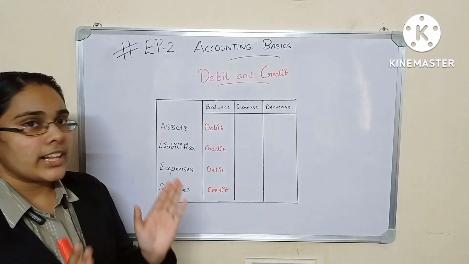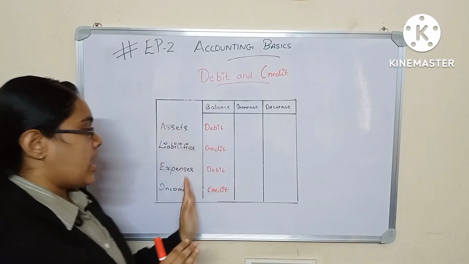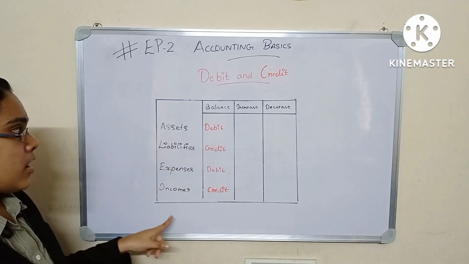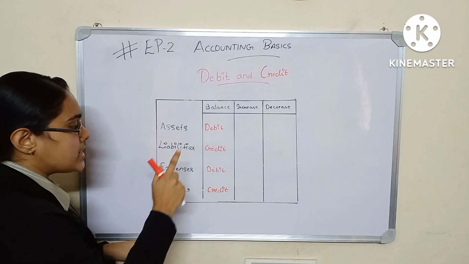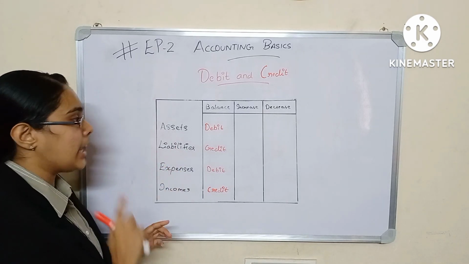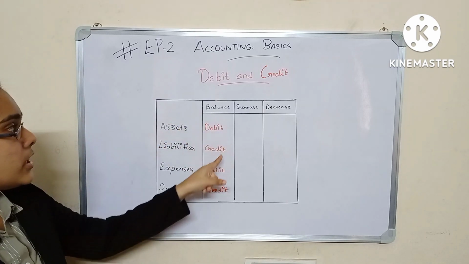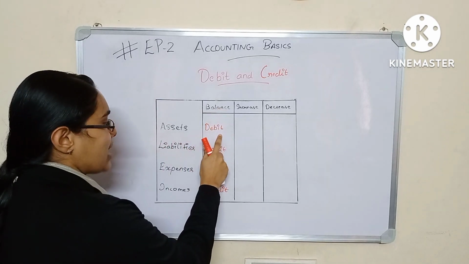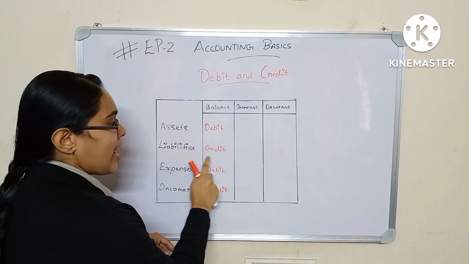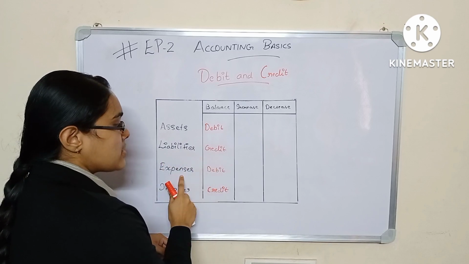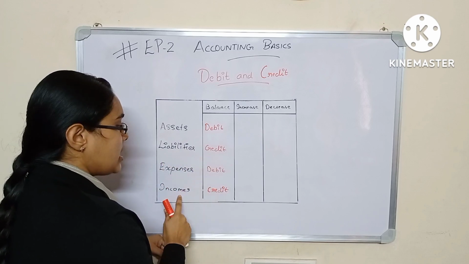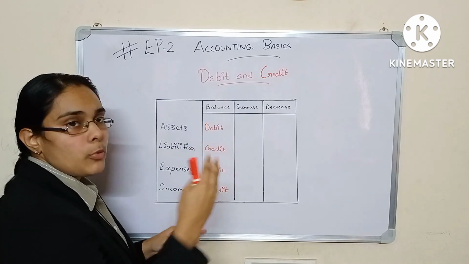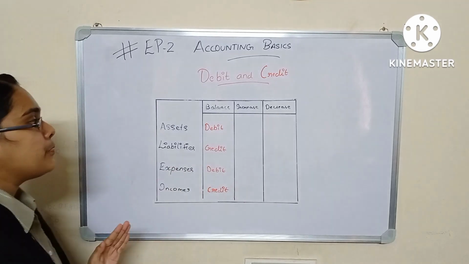Okay, so let us discuss these types of accounts in detail. Now we have four types of accounts here: assets, liabilities, expenses and incomes. And I have given their balances also. All assets will have a debit balance, all liabilities will have a credit balance, expenses will have a debit balance, incomes will have a credit balance. You'll have to study this by heart. Now I am going to explain this in detail.